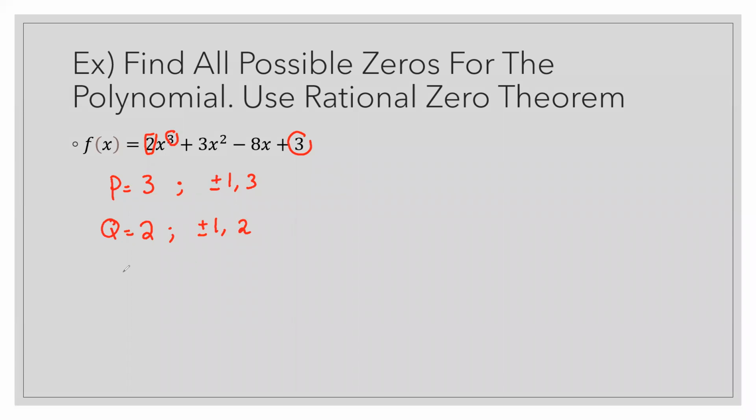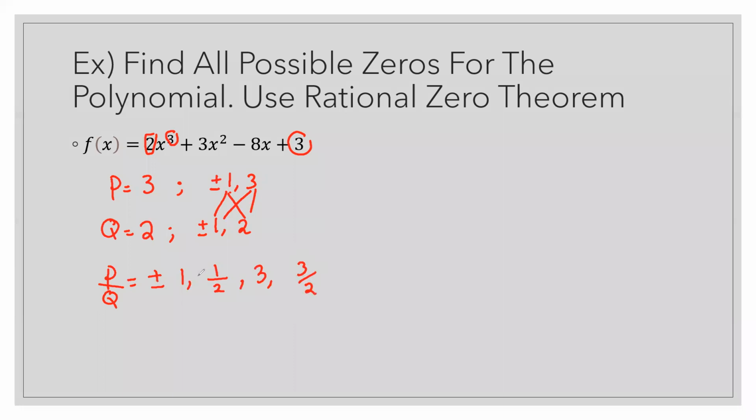And so now we've got to do the rational zero theorem. So rational zero theorem is p over q. So that's going to be plus or minus because we have positive and negative roots. So what we're doing is dividing p over q. So 1 over 1 is 1. 1 over 2 is 1/2. And then 3 over 1 is 3. And then 3 over 2 is 3/2. So these are your possible zeros.